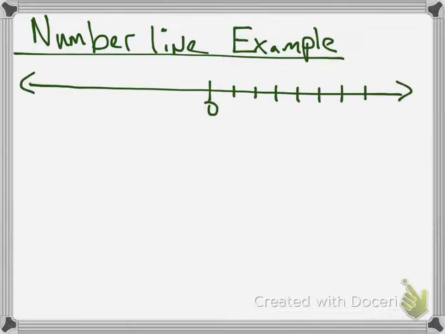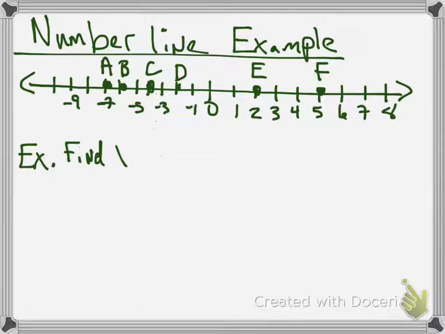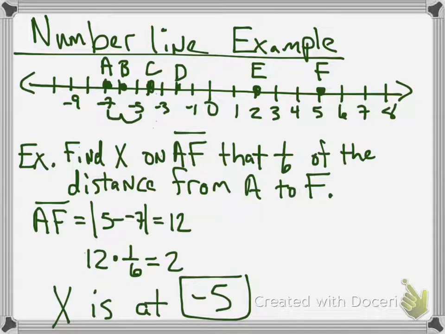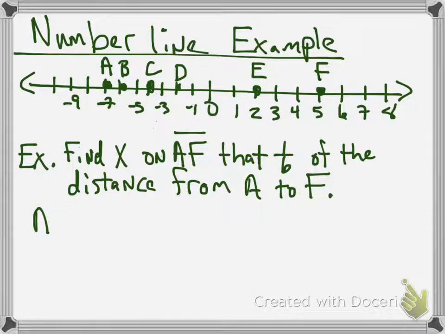So, I'm going to give you something here. We have different points A, B, C, D, E, F on a number line, and I want you to find another point, X, on line segment AF, that is 1/6 of the distance from A to F. In other words, find the distance from A to F. Then find the distance that would be 1/6 of that, and then from A, go that distance.